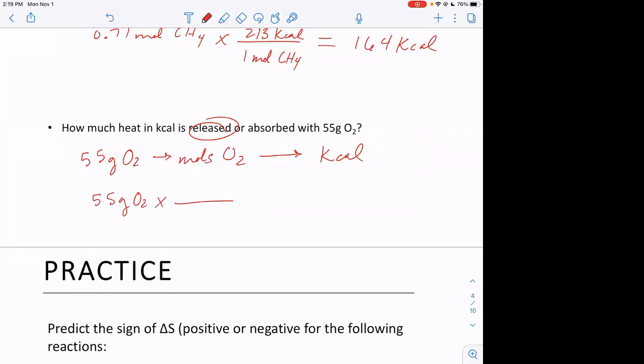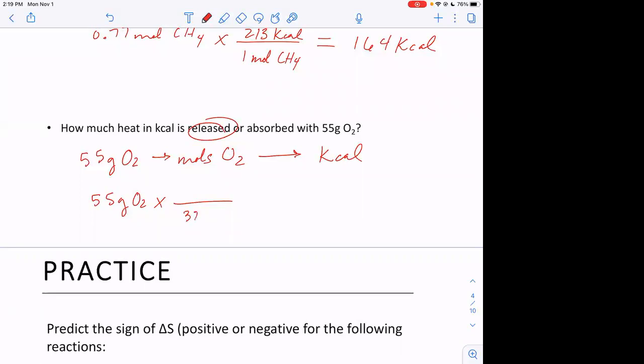What's the molar mass of oxygen? Not 16. 16 times 2, because 1 mole of oxygen has 2 oxygen atoms per molecule. So you got to take into account two of those oxygen atoms. So it'd be 32 grams of oxygen for every 1 mole of oxygen. So grams will cancel out.